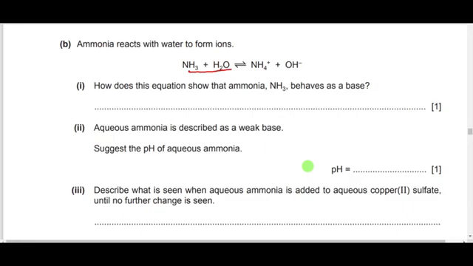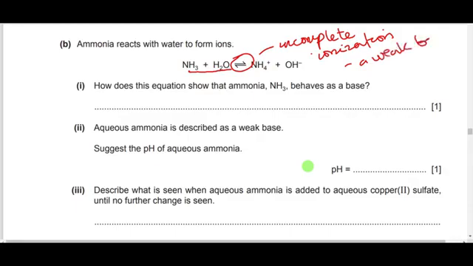Take note of this reversible what? Arrows. This means that this is an incomplete what? This is an incomplete ionization, which means that ammonia is what? Is a weak what? Base. Fine. So how does this equation show that ammonia behaves as a what? Base. So let's look at this.